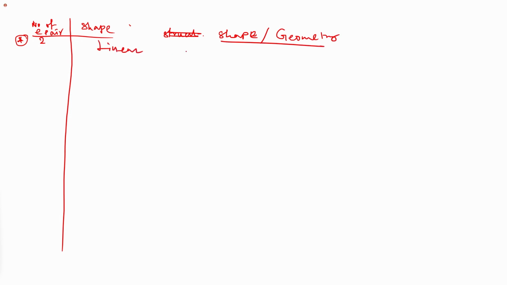Linear means it will be like that. The angle will be 180 degrees. For example, BeCl2, HgCl2. These are all linear structures. CO2: oxygen, C double bond, oxygen. So these are linear. The angle between these two bonds will be 180 degrees.